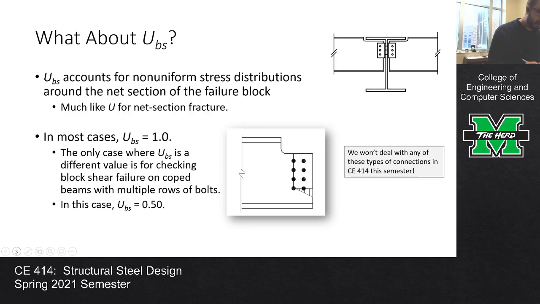Okay, now a couple other things. I skipped over this term UBS. So UBS is kind of like a shear lag factor. It accounts for non-uniform stress distributions that you get around the failure block. And I want to be clear, when I say most cases, I really mean like 99% of cases, UBS is 1. And we won't deal with any other cases this semester. There is one instance where UBS equals 0.5 though, and so in professional practice land, I want to make sure that I'm explaining this.